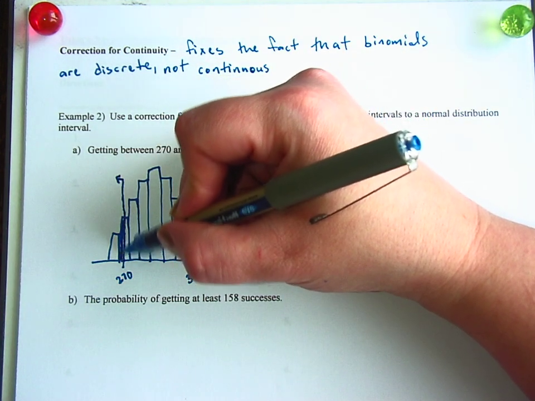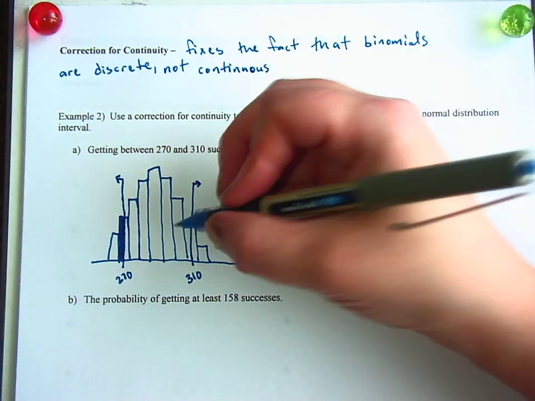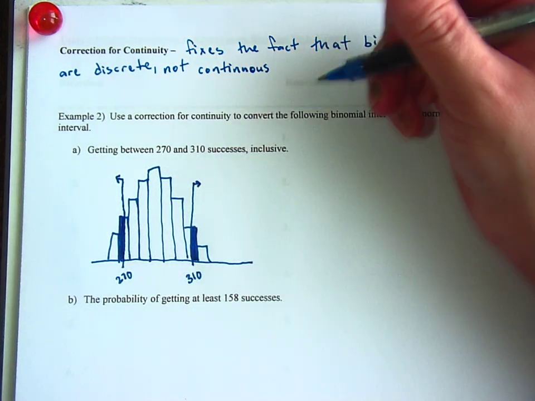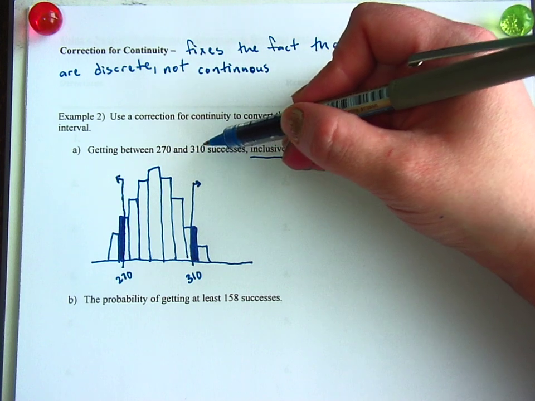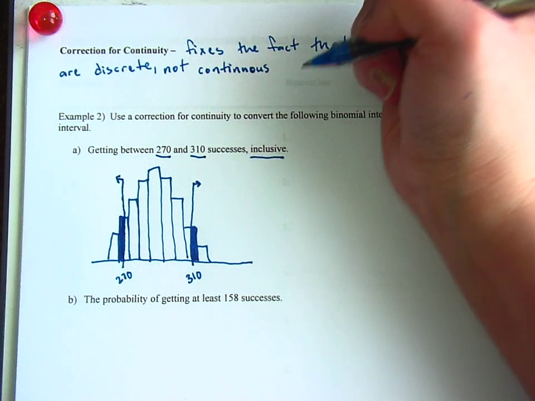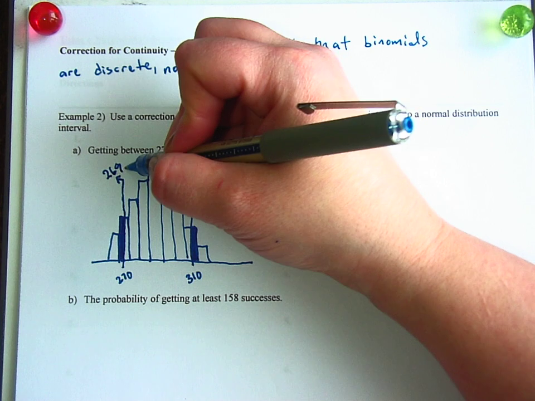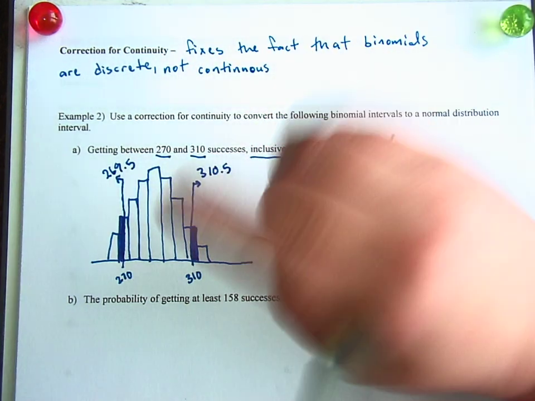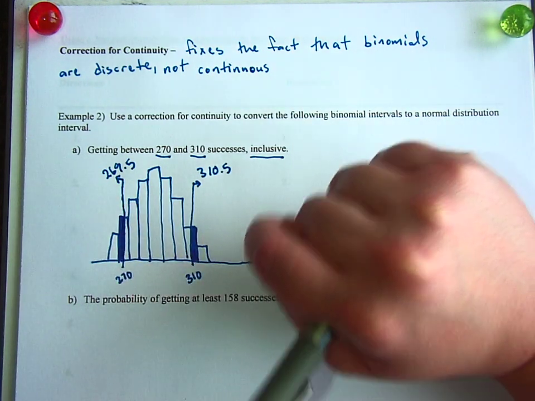So imagine like this half of the bar is missing. And if I'm going too fast for you right now, remember you can always pause and go back. So this half of the bar is missing, this half of the bar is missing, and it says inclusive, as if we want 270 and we want 310. So to change this, instead of using 270 and 310 in the x minus mu over sigma, we're going to use 269.5 and 310.5, just going that little extra half a bar to include the entire bar.